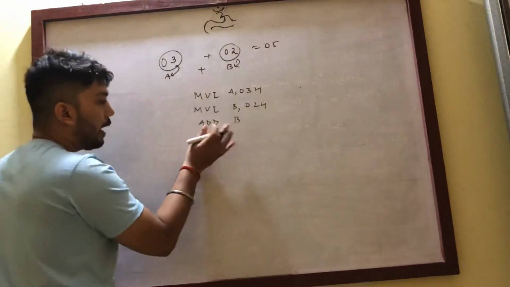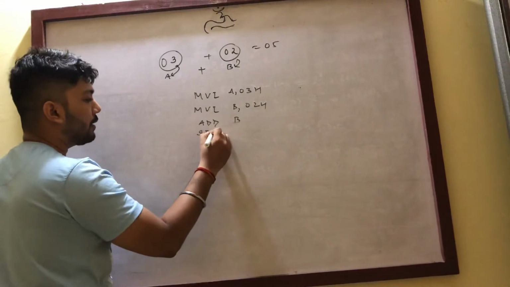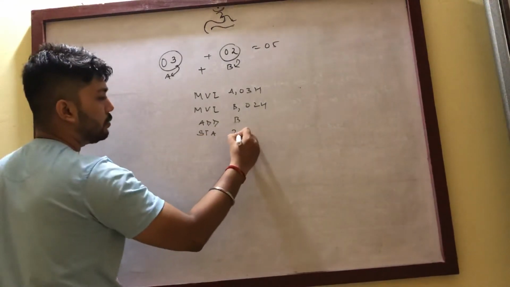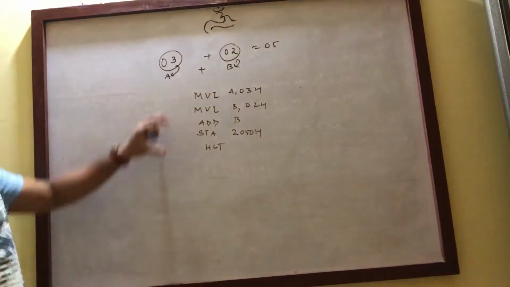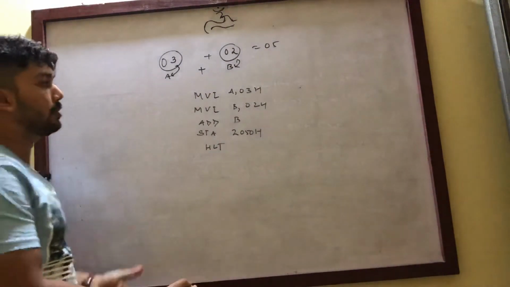And then after adding, I'll store whatever the result is in the accumulator at some address, say 2050H, and then terminate the program. Now I have written this. Let us understand what the program actually does.